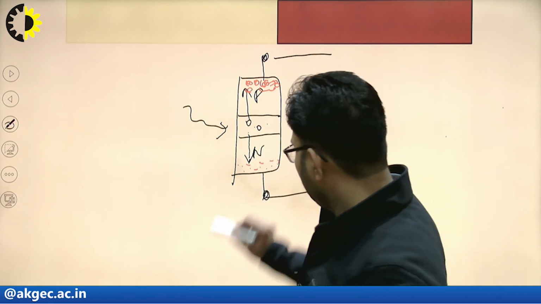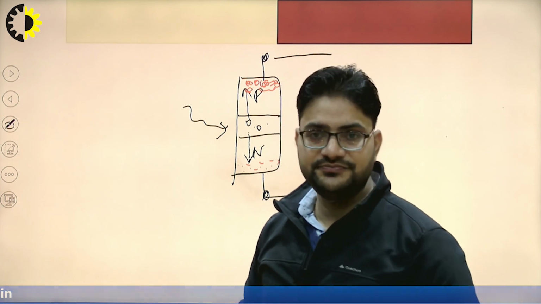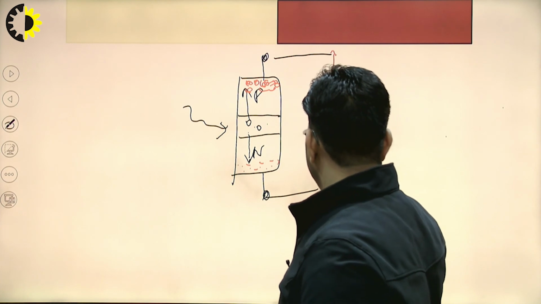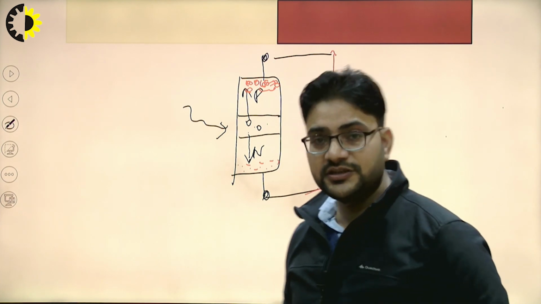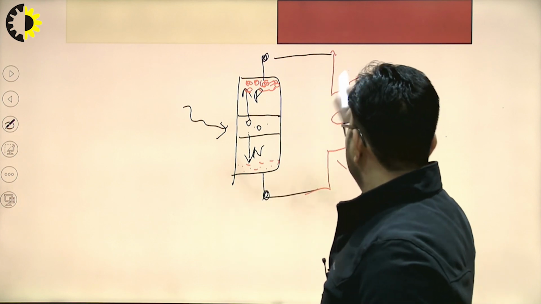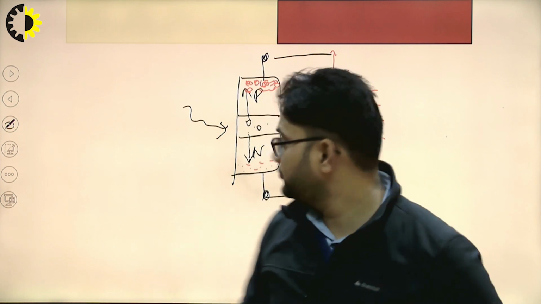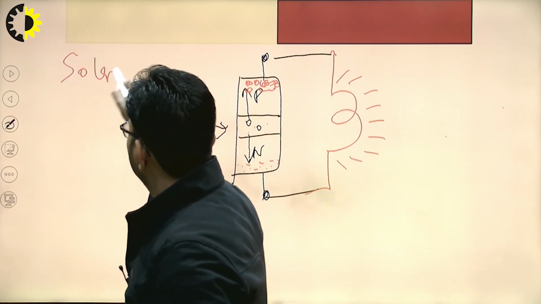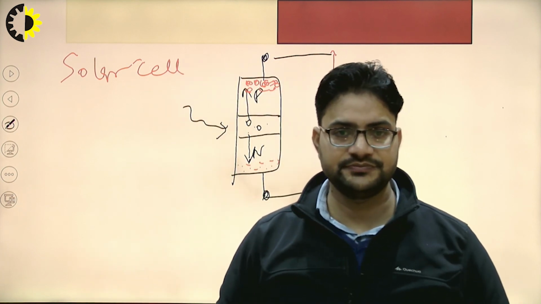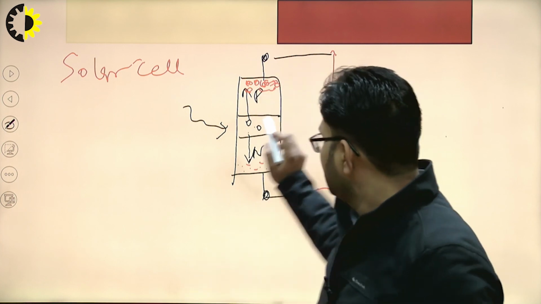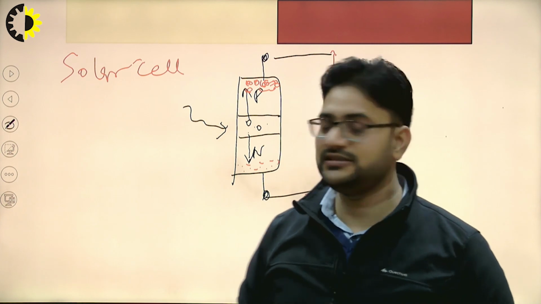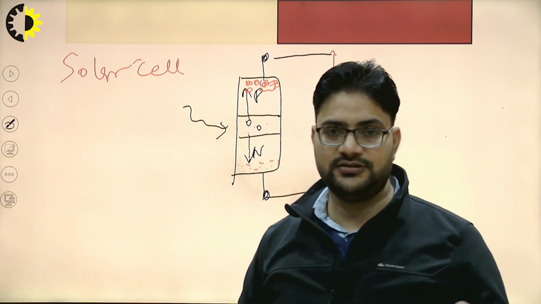Now this will create a potential difference. And if we connect a bulb through this circuit, then this bulb will glow. So this is the basic phenomenon of using a solar cell. This solar cell is also called a photovoltaic cell. So this is how we can use the solar cell, and this is the basic principle of using the solar cell.